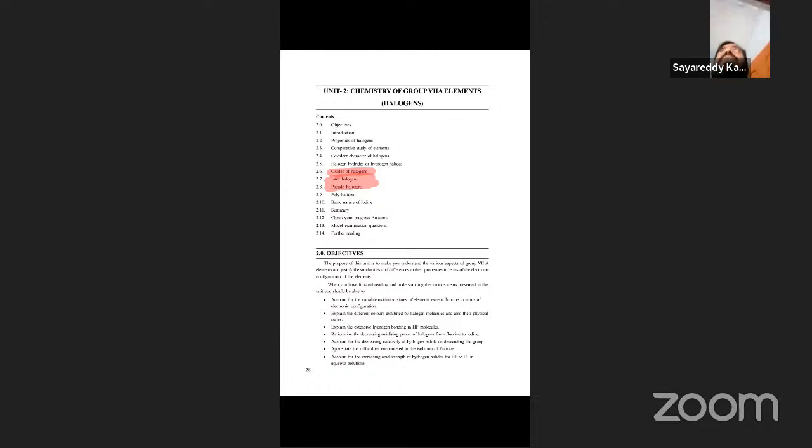See the objectives as we enter the lesson. What is the purpose of this unit? You should understand the various aspects of group 7A elements and justify the similarities and differences in their properties in terms of the electronic configuration of the elements. In the seventh group, the general electronic configuration is ns2 np5.